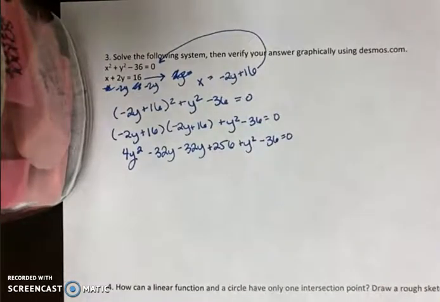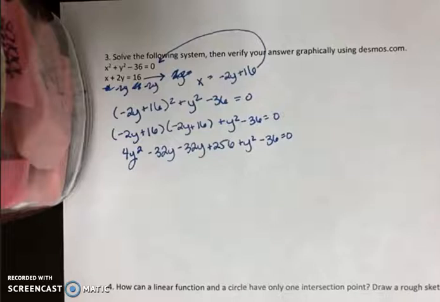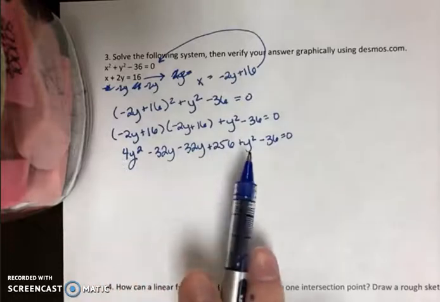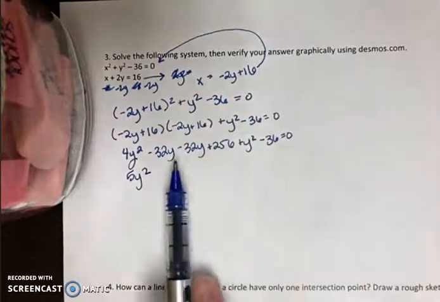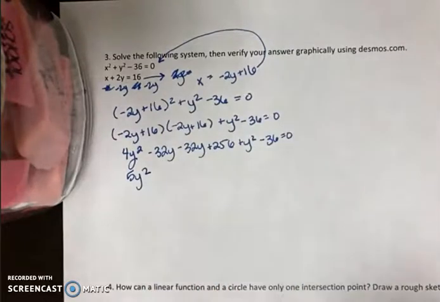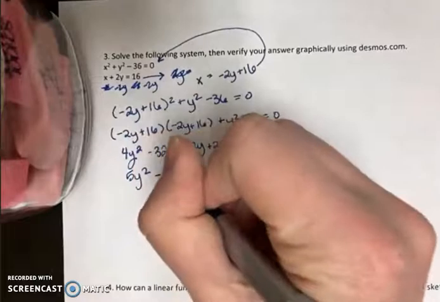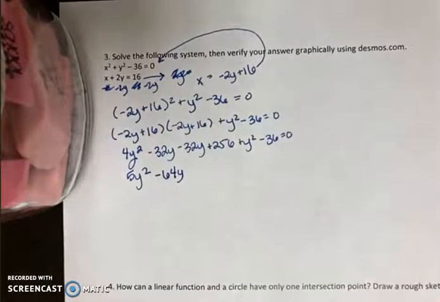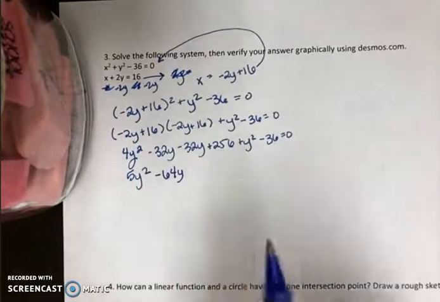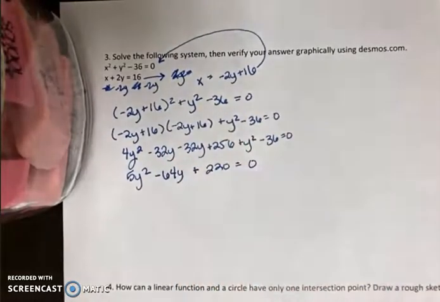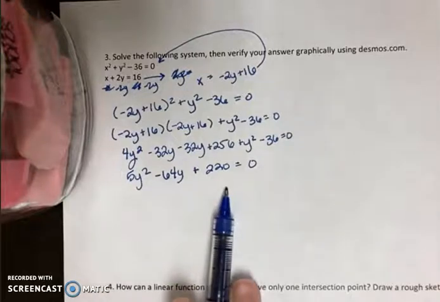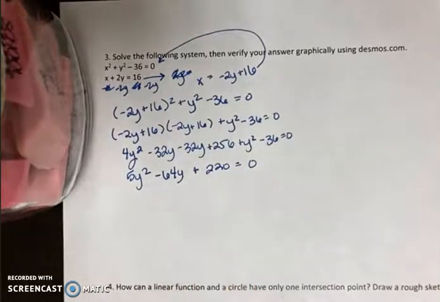Because it's a quadratic, we want to set it equal to 0, and it already is. So let's go ahead and combine like terms. So all of the y squares together, I see 4y squared and 1y squared, which is 5y squared. And all of the y's together, so these two put together is minus 64y. And then we also have to combine our constants. So if I add those together, I get a positive 220. There is no GCF here, and if you were to try and factor it, it ends up not being factorable.